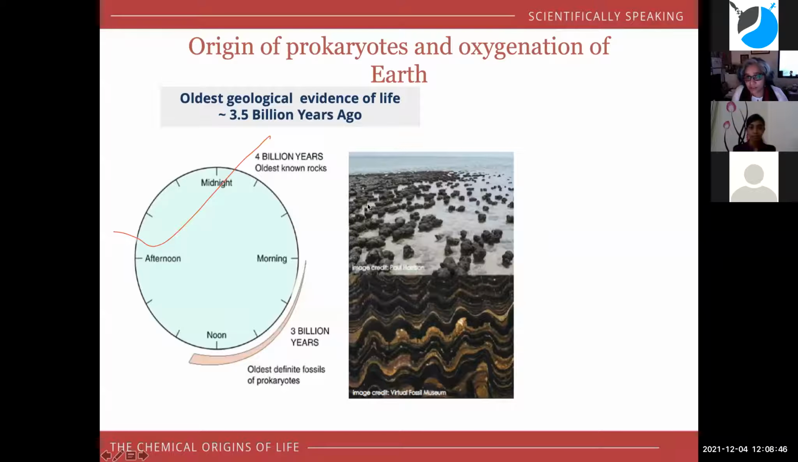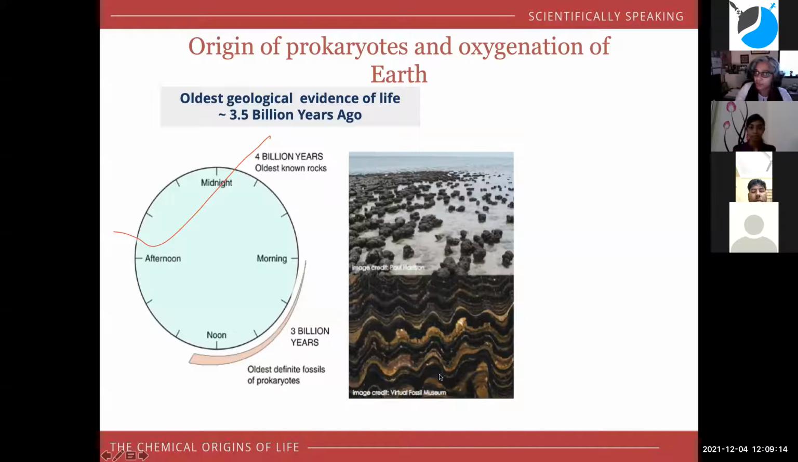Here is what these pillow-like stone structures are called: stromatolites. This is basically in Perth, which is in Western Australia. You can see that, I think this is Shark Bay, if I'm not wrong. Basically, you can see these pillow-like rock formations, and when you take one of these samples and slice it, you see alternate layers of what looks like gold and black regions.